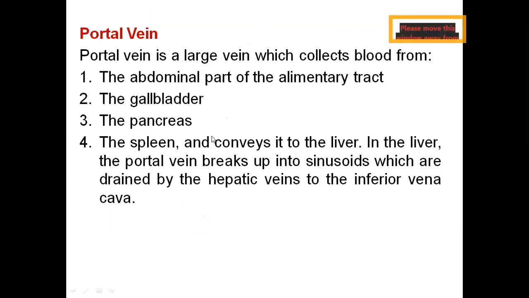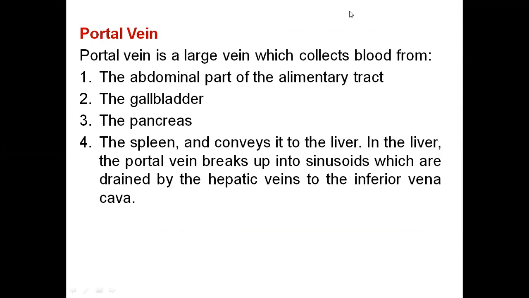So we know the portal vein is the large vein which collects blood from the abdominal part of the gastrointestinal tract, that is the alimentary tract. It also collects blood from the gallbladder, pancreas, and the spleen, and conveys it to the liver. In the liver, the portal vein breaks up into sinusoids which are drained by hepatic veins to the inferior vena cava.